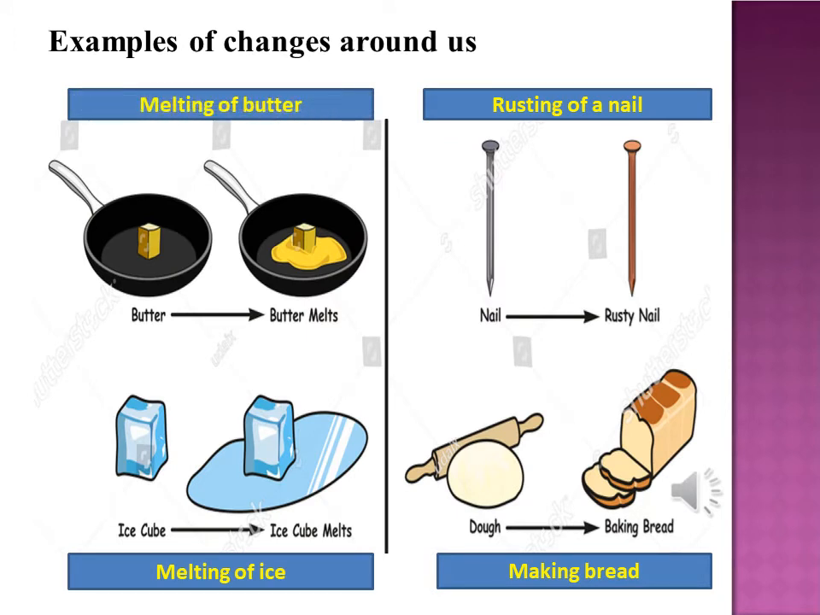Here you can see some example of changes around us. At the top left corner there is a change showing melting of butter in a frying pan. It is an example of physical change. At bottom left of the slide there is another example of physical change in which melting of ice is shown. In the top right corner there is change showing rusting of an iron nail, which is a chemical change. In the bottom right corner there is formation of bread from dough, showing a type of chemical change.